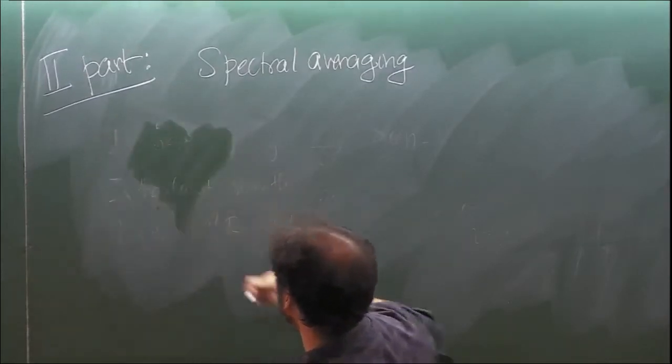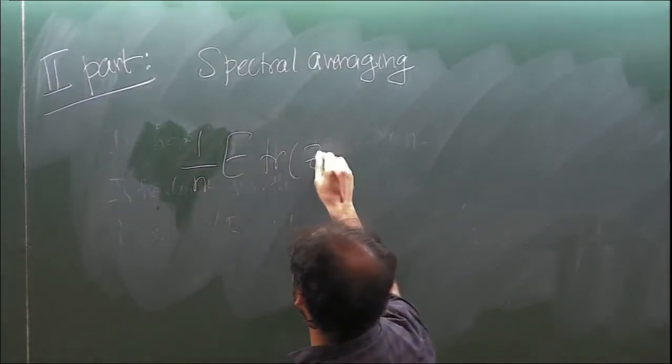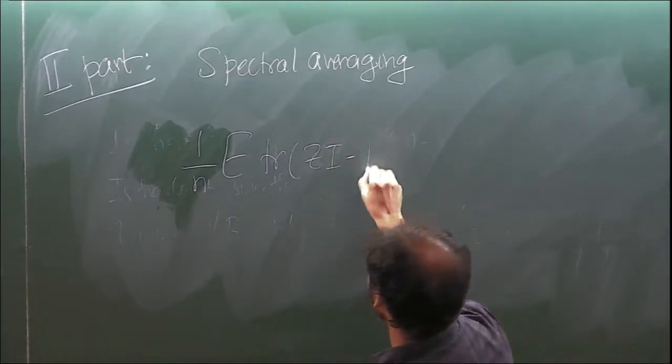First, let's go back to what it is that we want. We want to understand the 1 over n expectation trace of (z I minus T_n) inverse.